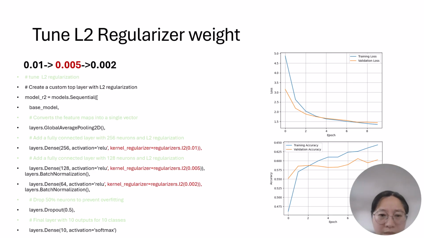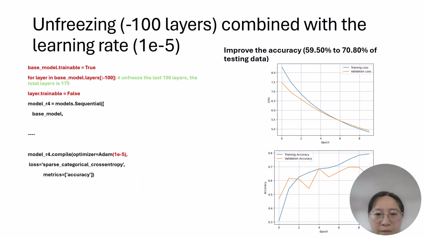And we increased the L2 regularization weight from 0.002 to 0.005. And we can see it improved the fluctuation. But for the accuracy, it only improved a little bit. And then we tried to improve the accuracy.